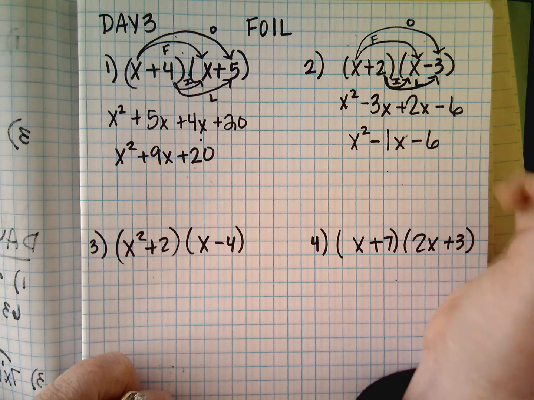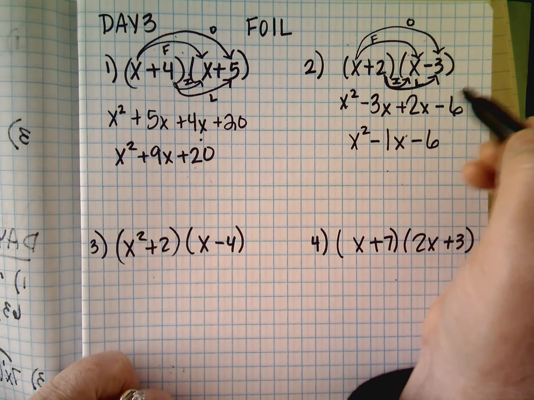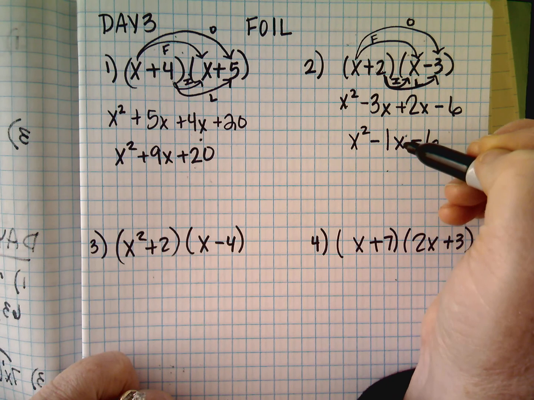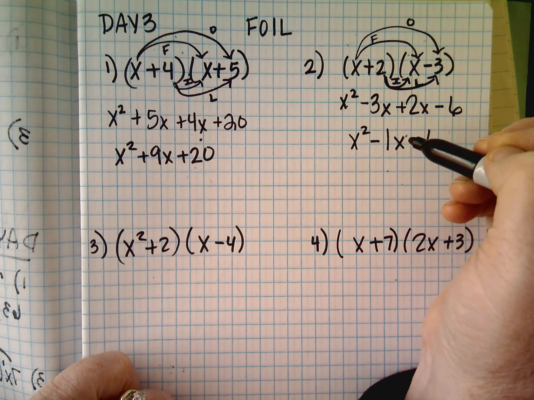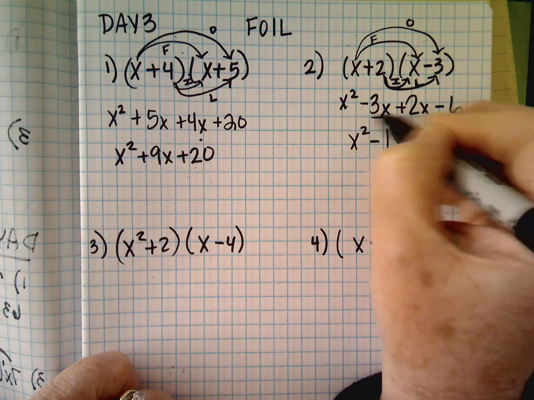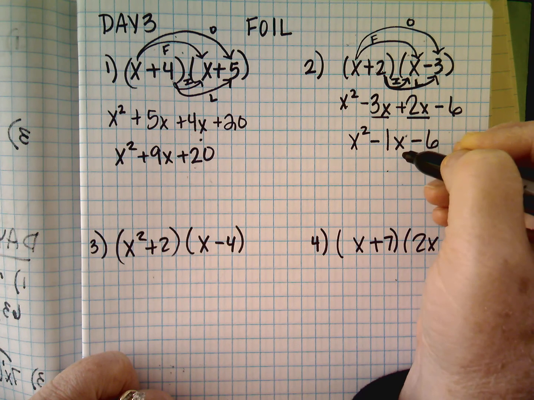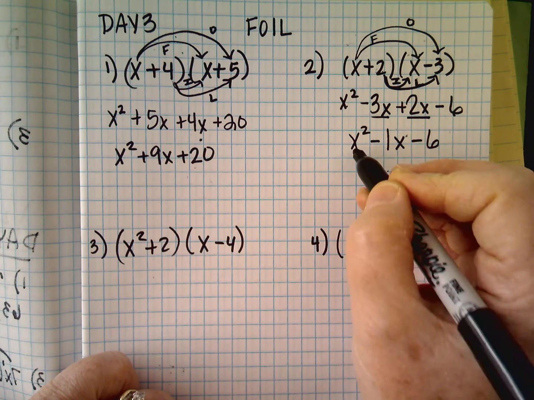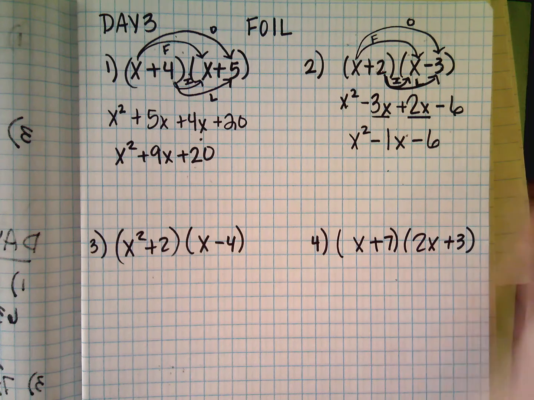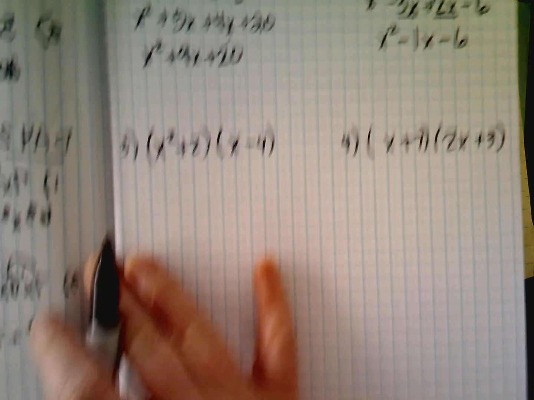And then we combine like terms. Like terms means that the variables have to be identical all the way down to their exponents. So the only two that are like are the negative 3x and the 2x. And when I put those together, I get negative 1x. So this answer is x squared minus 1x minus 6.